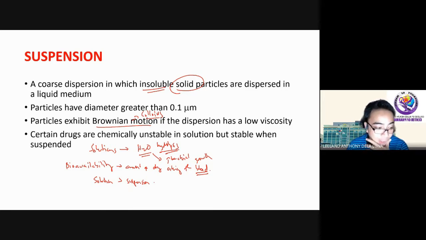Pero class, between suspension and capsule, sino ang mas bioavailable? Okay, between suspensions and capsules, mas bioavailable si suspension. And of course, between tablets and capsules, mas bioavailable si capsule. Kasi si tablet, kailangan niya pa mag-undergo ng disintegration. I think something that you've learned already in dosage form, right? Pharmaceutical dosage form.